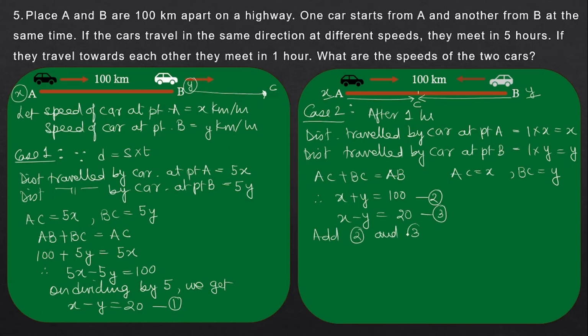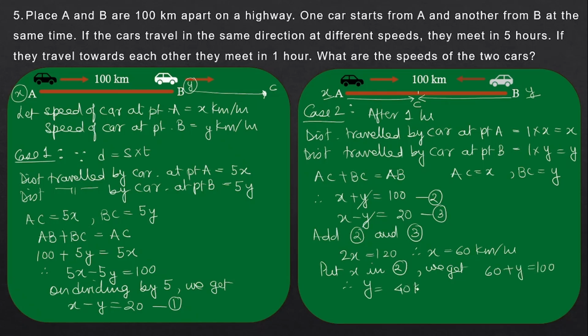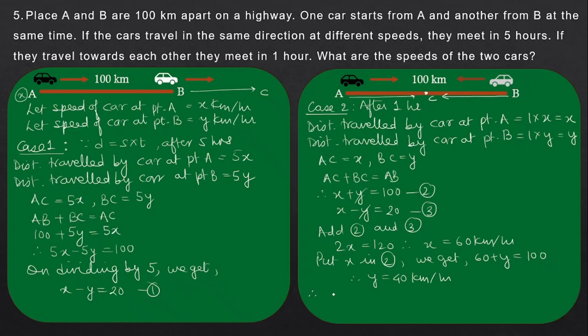On adding them, I get 2x = 120. Therefore x = 60 km per hour. Now put x in, let's say, equation 2. We get 60 + y = 100. Therefore y = 40 km per hour. Therefore, the speed of the car at point A is 60 km per hour and the speed of the car at point B is 40 km per hour. I hope this question is nicely understood.